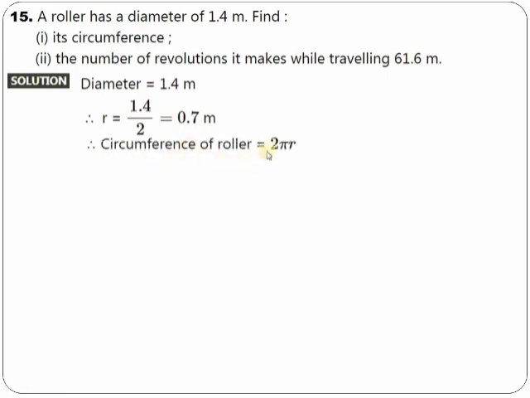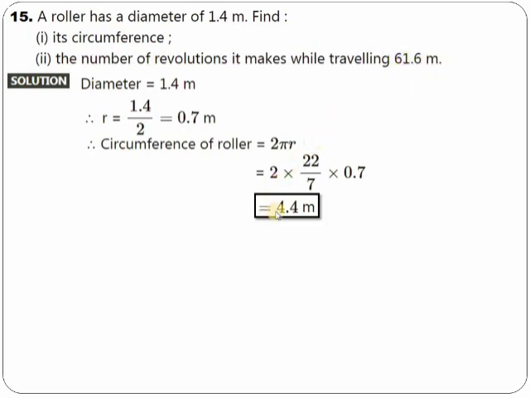So circumference will be 2 pi r. We have pi as 22 by 7, r is 0.7. Simplify this, this will turn into 4.4 meter. So this is my first answer. Now you need to find the number of revolutions it makes in traveling 61.6 meter.